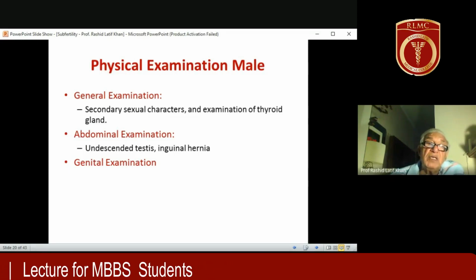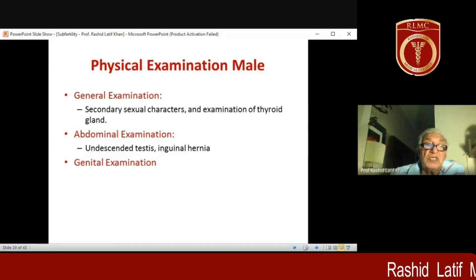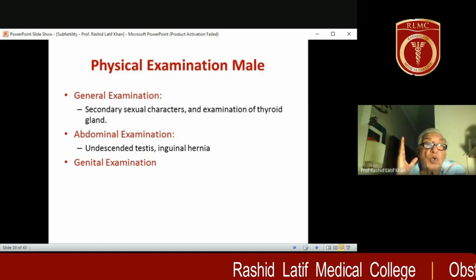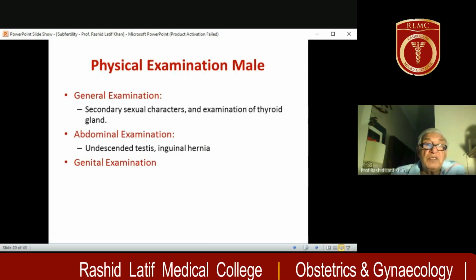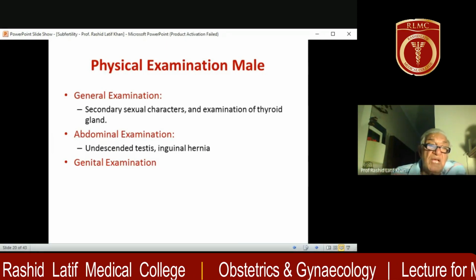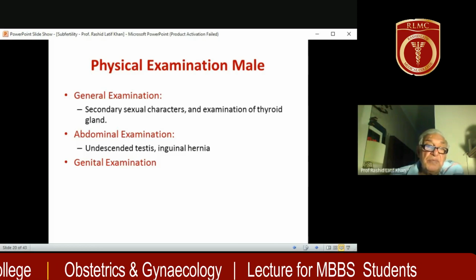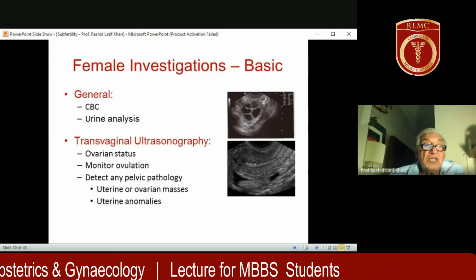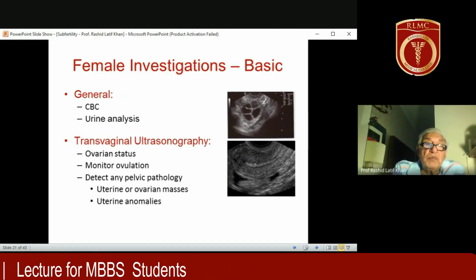And similarly, as we have done in the female, general physical examination, abdominal examination, local, in the same way we examine the male. General examination: whether his secondary sexual characters are not developed at all, or he is too tall, that is Klinefelter syndrome, or too short, which could be due to thyroid dysfunction. And we examine the abdomen particularly for any repair of previous inguinal hernia, and local examination of the testes, their size, any presence of varicocele, hydrocele, local abnormality.